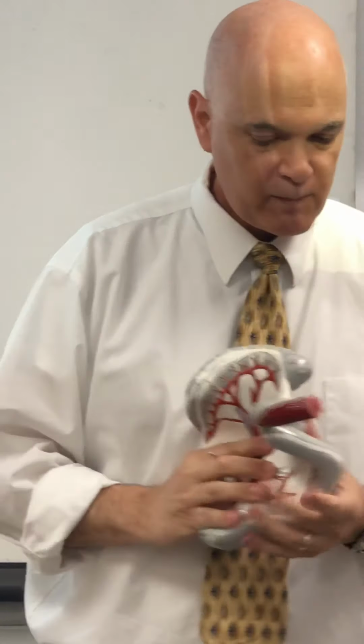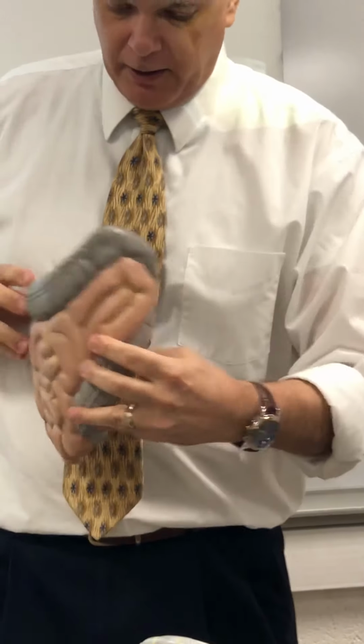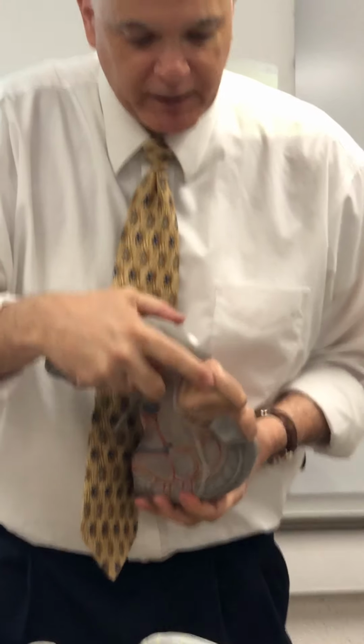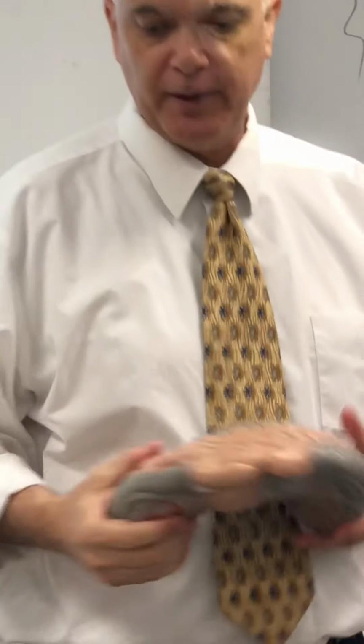And then this one's broken off, but you can kind of see it here. Okay, here it is again. This is where the colon begins, and that little tail right there is called the appendix. And that is it for that.